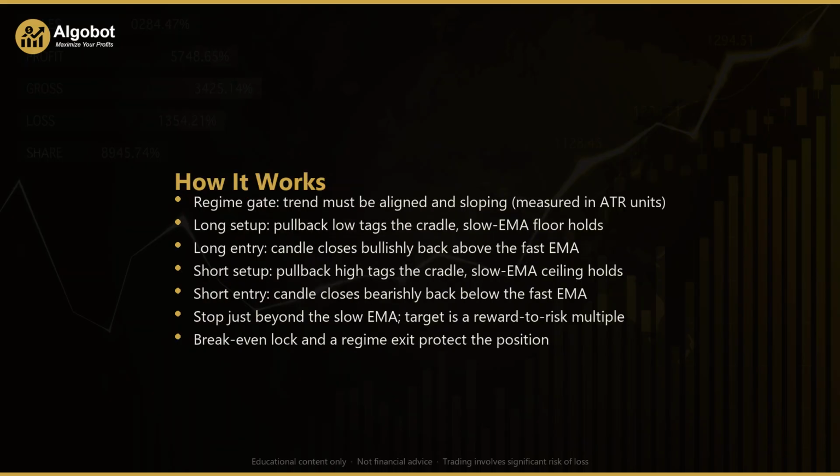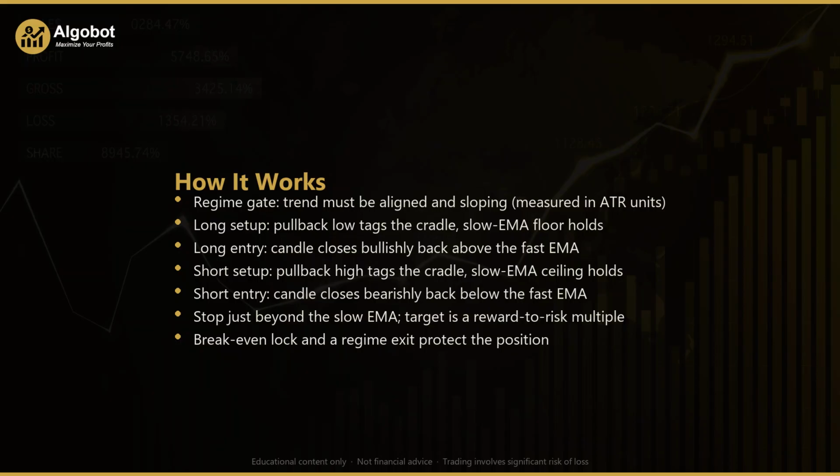Let's walk through the logic in plain English. Everything starts with a regime gate, and this gate is strict. For an uptrend, the strategy requires 3 things at once. The fast EMA must be above the slow EMA. The slow EMA must be rising by at least a minimum amount per bar measured in average true range units, and the fast EMA must also be rising. A downtrend is the exact mirror. If none of these conditions hold, the strategy simply does nothing. That single rule is why it never takes a counter-trend position.